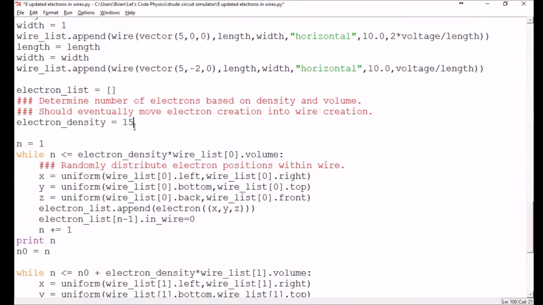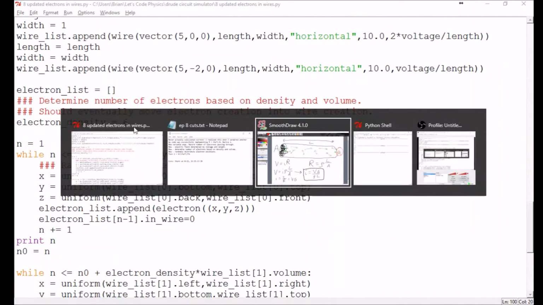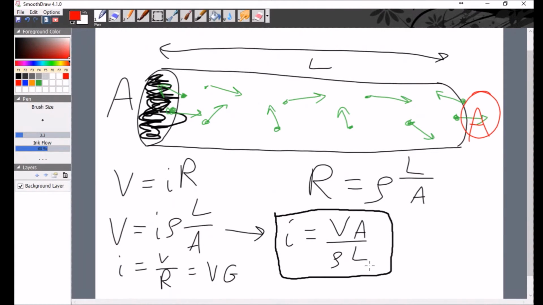Let's put this density back down to 6. That was running a bit smoother then. Finally, I think we're pretty confident that the resistivity will work out. We've seen that. Let's last try the length.